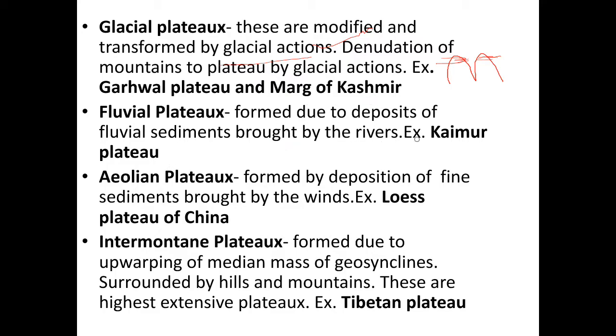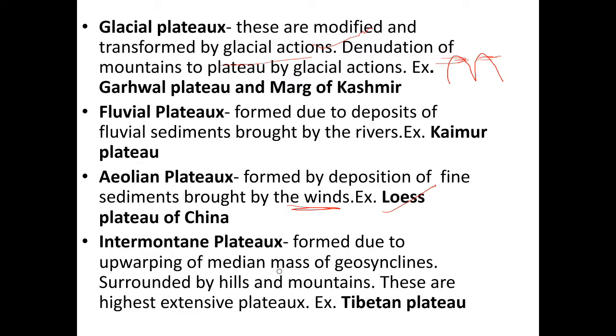Fluvial plateaus are formed due to deposits of fluvial sediments brought by the rivers, for example the Kaimur Plateau. Aeolian plateaus are formed by deposition of fine sediments brought by the winds, for example the Loess Plateau of China. So Aeolian means by wind, fluvial means by river action, glacial means with glacial actions.